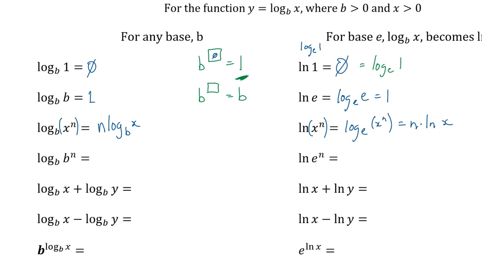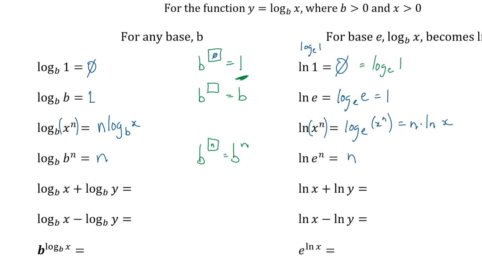Okay. Log base b of b to the n means b to what exponent equals b to the n? Well, it's got to be n, right? So this is equal to n. And same thing here. This is log base e of e to the n, or ln of e to the n is just equal to n.